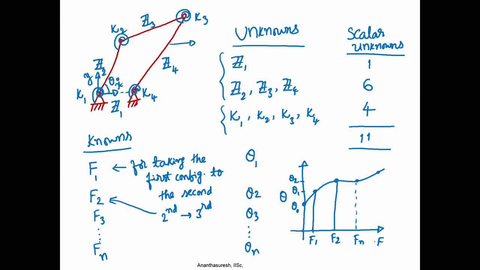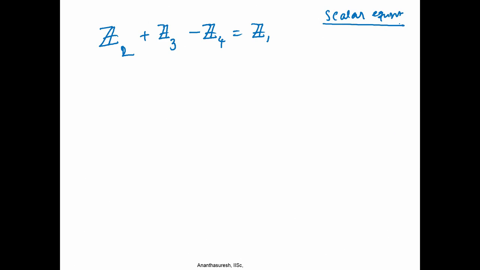For finding the unknowns we need equations. What are our equations? Our equations are of course the loop closure equation. What we had written was Z2 plus Z3 minus Z4 is equal to Z1. How many scalar equations are there? Because it is a complex equation, you can equate real parts and imaginary parts. There are 2 equations.